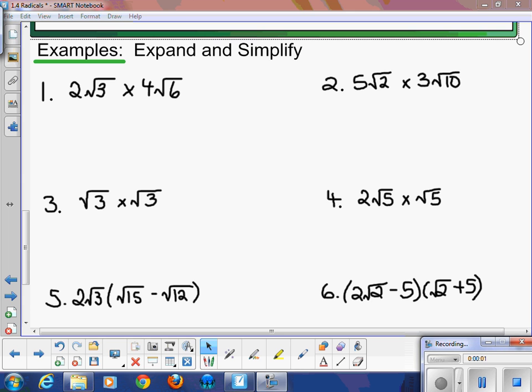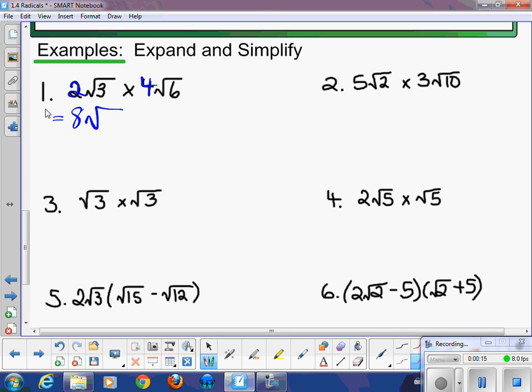Looking at the multiplication examples now. It says expand and simplify. So according to our steps, we're supposed to take the numerical coefficients and multiply them together. So 2 times 4 is 8. And then I take what's underneath the root signs together, which is 3 and 6, and that is 18. So that's multiplied together.